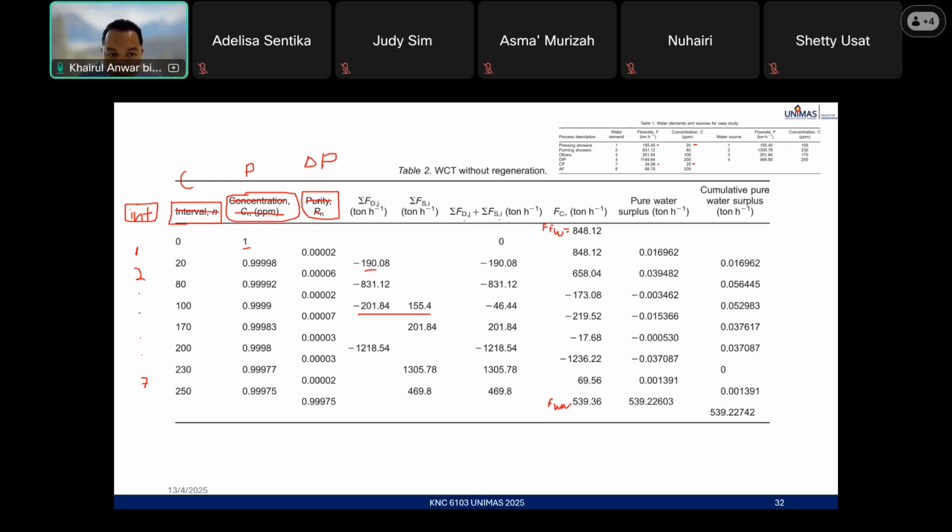No, FC is a cascading. It's a cascading. This one is cascading, start with zero, because normally if we do the analysis, we normally assume the fresh water. So for water we assume zero.